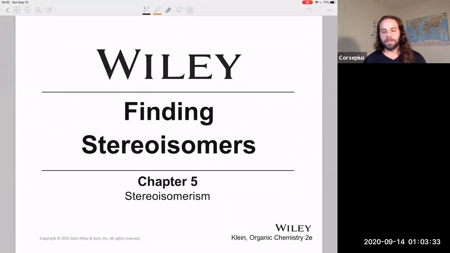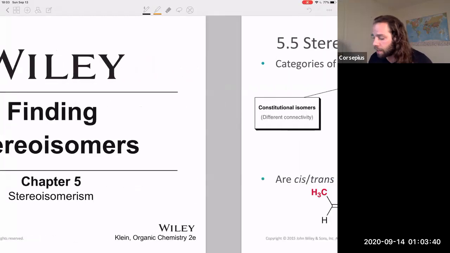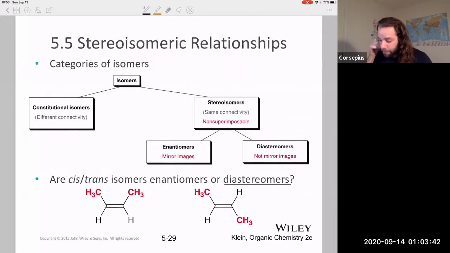All right, so now in this lecture, we're going to focus on how to identify all the stereoisomers for a given compound. So we've got a new vocabulary word here. Again, this is a similar chart that we had: two different types of isomers, constitutional isomers and stereoisomers. Stereoisomers have the same connectivity but different spatial arrangement.